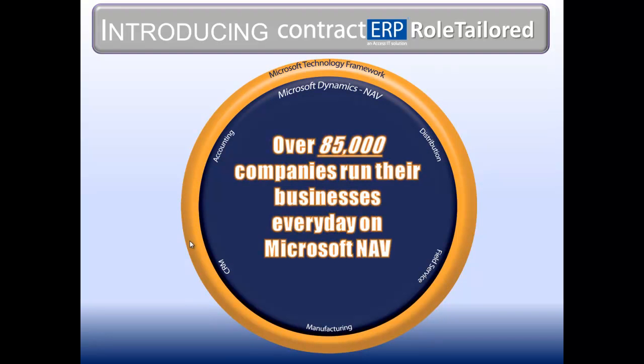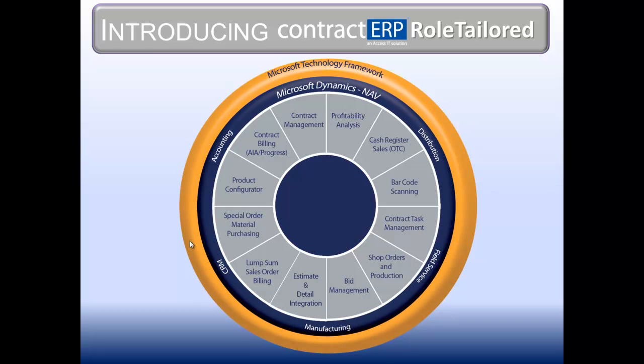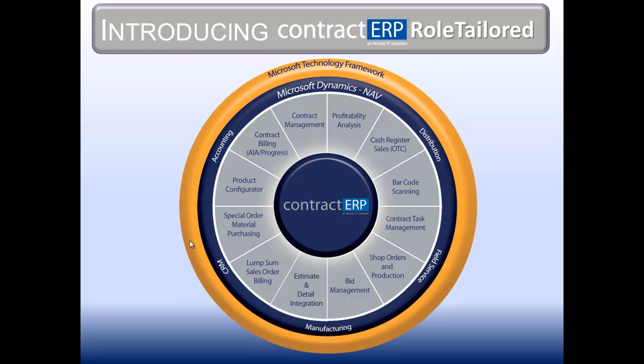Microsoft Dynamics NAV is a business software used by over 85,000 companies to run their business every day. We then leverage that power and experience of that business software and have channeled all the unique requirements inside it to create contractERP. By itself, Dynamics NAV is a wonderful product, but it's designed for any business, not your business. By combining our 17 years of experience helping companies in this business sector, we've now created the most all-inclusive software to support how you conduct business.